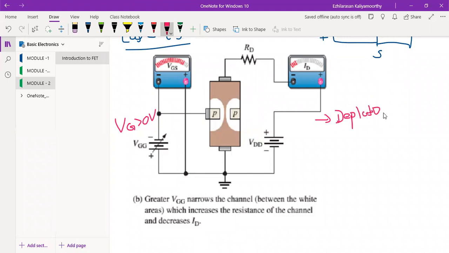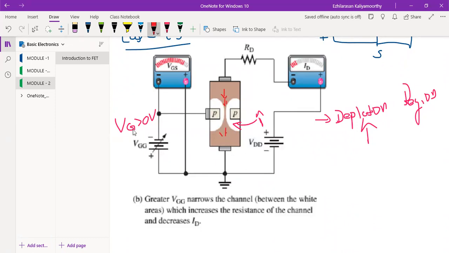Depletion region increases means this one increases. So if it increases on both sides, what will happen? See here, this is the flow of current. What will happen here? The current won't flow over there, it will reduce.